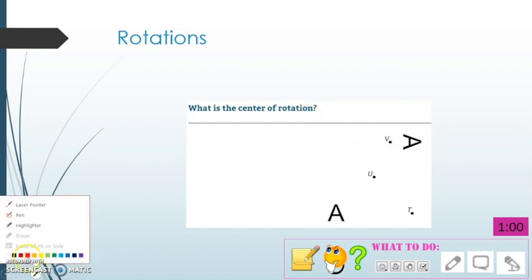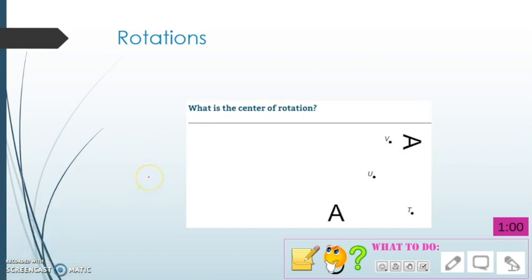V is much too close to A. If it rotated around the point V, everything would be the same distance from V at all times. So that means that a rotation would have to be somewhere around here. And even then I sketched it a little bad, but that radius is much too small.